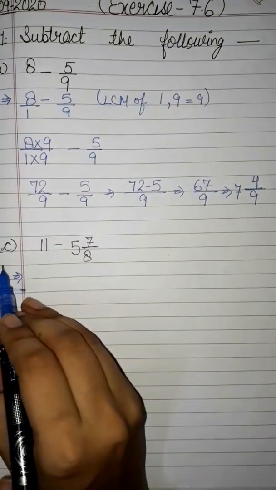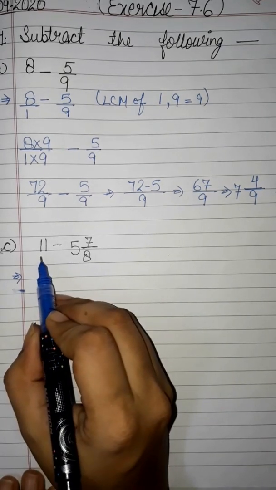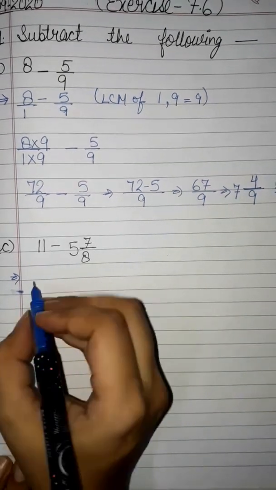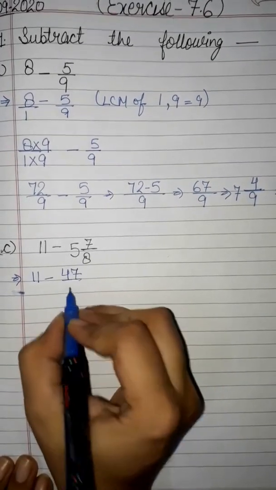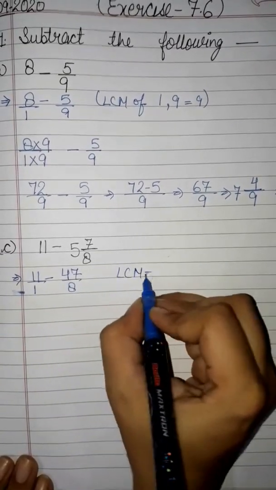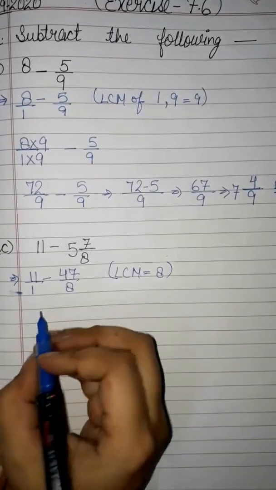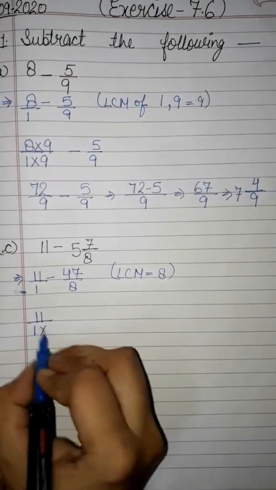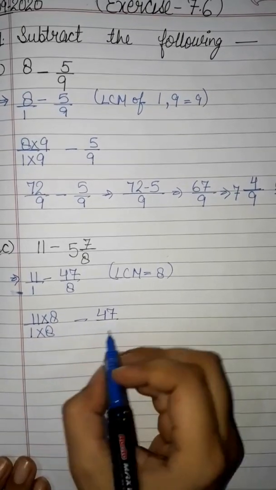Now see the C part. You have to subtract the mixed fraction from the whole number, that is 11. So now change into improper. You will get 47 by 8. Now again assume here 1. Now the LCM of 8 and 1 will be 8. Now this 1 we need to make it 8. So we can multiply by 8. And this side is already same, 8.